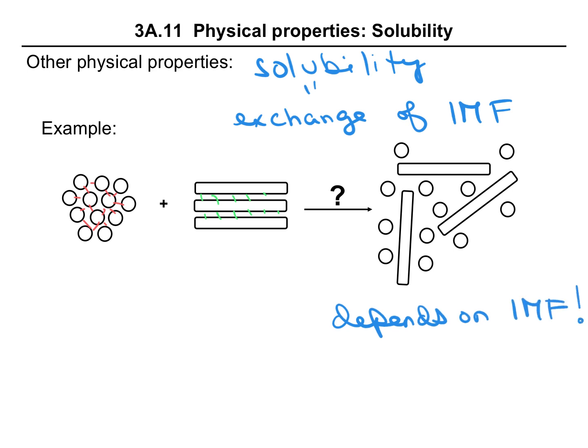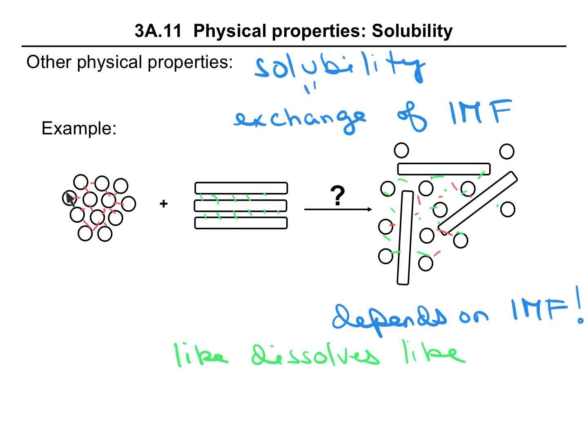And what we always want to keep in mind is like dissolves like. In other words, if these two compounds have similar intermolecular forces, then they will exchange these intermolecular forces for new intermolecular forces between all of the molecules. This only works then if the red and the green are very similar intermolecular forces.